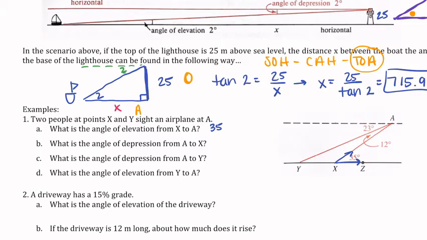So let's take a look from A. You have your horizontal, and then you look down towards X. And if you take a look here, that's made up of a 12 and a 23-degree angle, which would give us our 35.